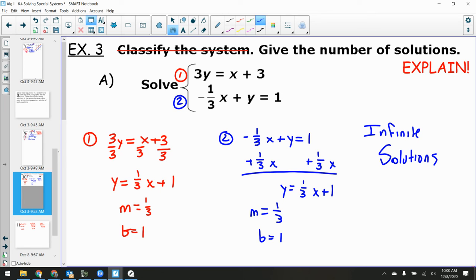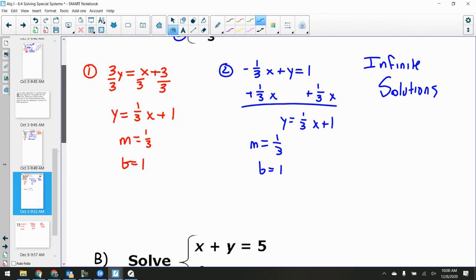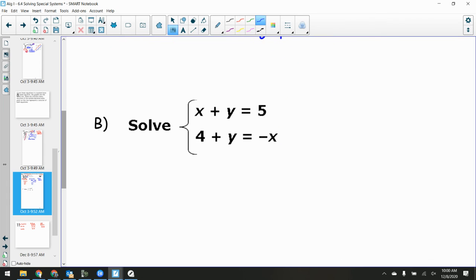In the book, when it asks you to classify in the homework, you don't need to classify. Just tell me whether there's going to be infinite or no solutions or one solution. Let's take a look at the next one. We've got x plus y is equal to 5. 4 plus y is equal to negative x.